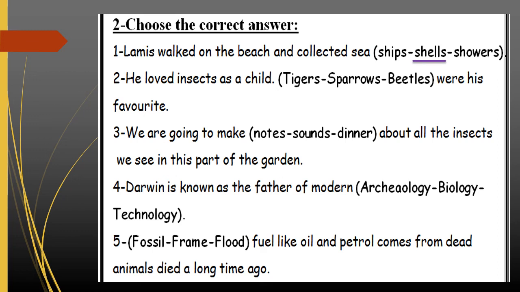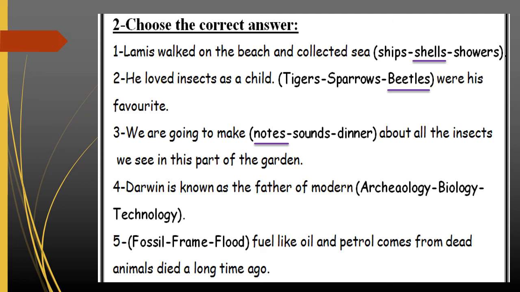Number 2. He loved insects as a child. Tigers or sparrows or beetles were his favorite. Excellent. He loved insects as a child. Beetles were his favorite. 3. We are going to make notes, sounds, dinner about all the insects we see in this part of the garden. Excellent. We are going to make notes about all the insects we see in this part of the garden. As I told you, make notes.